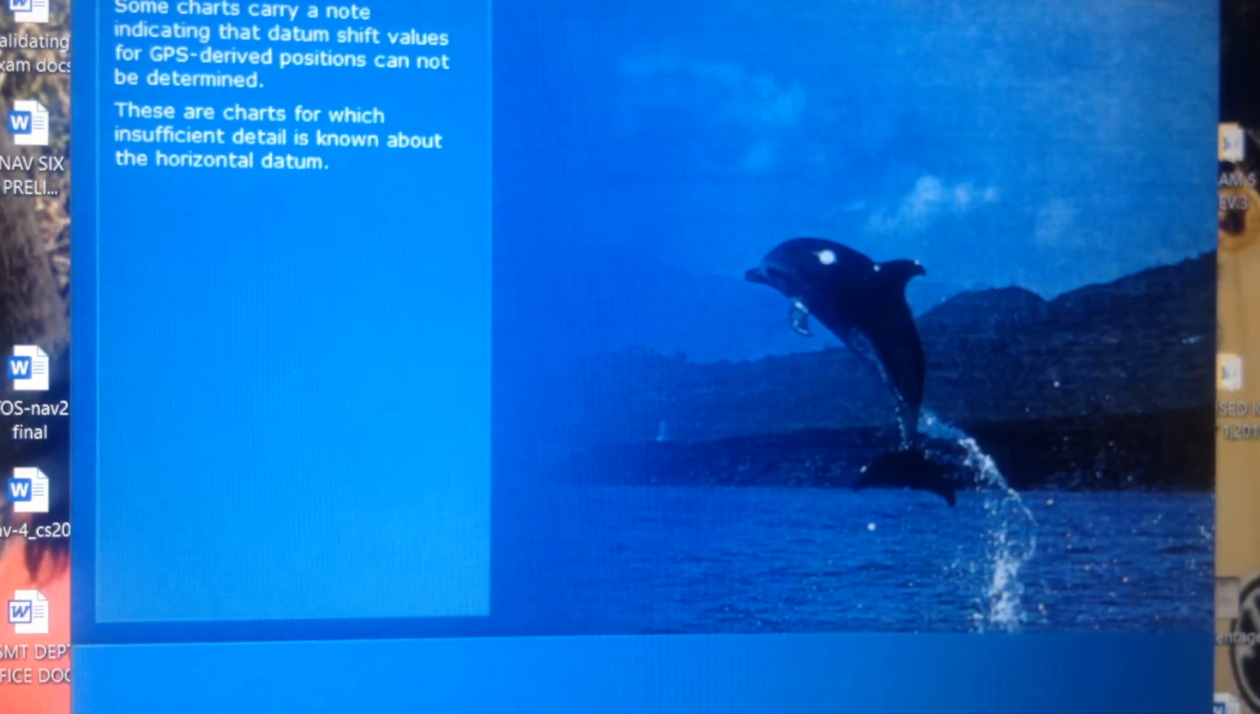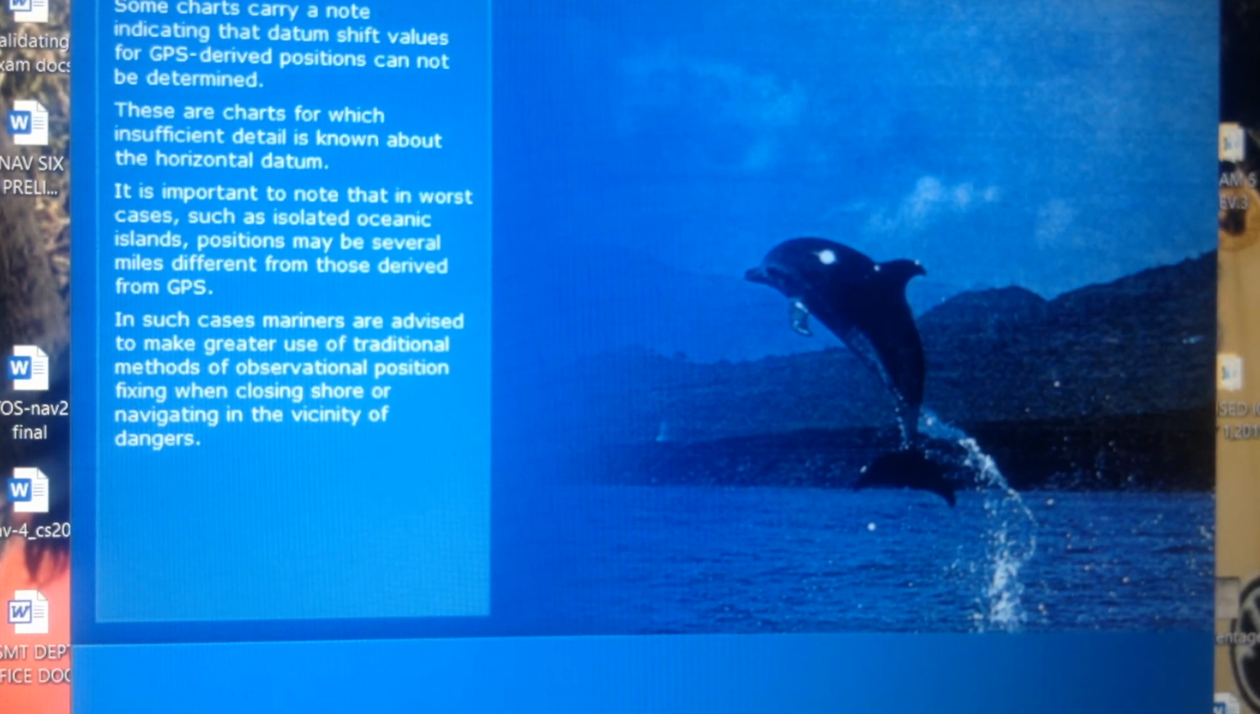Some charts carry a note indicating that datum shift values for GPS-derived positions cannot be determined. These are charts for which insufficient detail is known about the horizontal datum. It is important to note that in worst cases, such as isolated oceanic islands, positions may be several miles different from those derived from GPS.